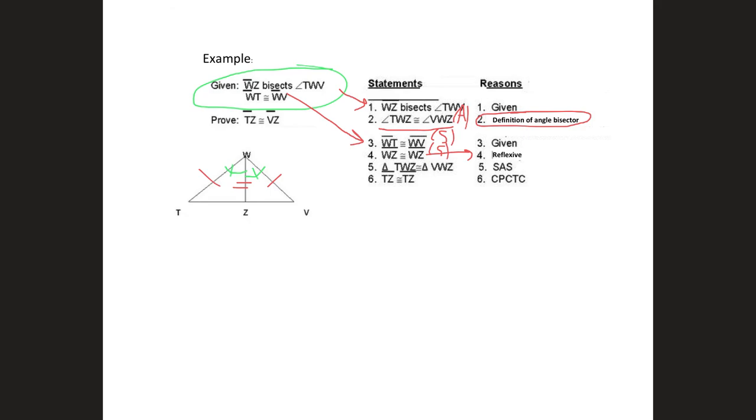And then finally, we can state that TZ, this is actually a mistake right there. That should say that TZ is congruent to VZ. So let's fix that. This should say VZ. That's what they were trying to get us to do. And the reason here is CPCTC. So once you get the triangles congruent, you use the triangle shortcut, then you use CPCTC to get one pair of sides or angles.